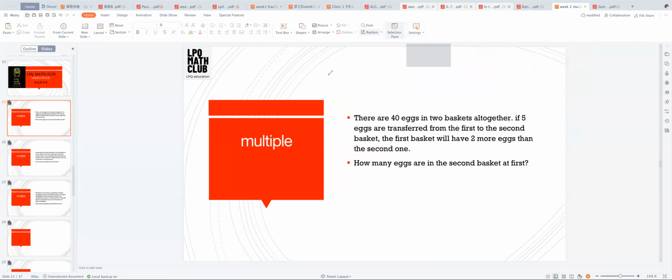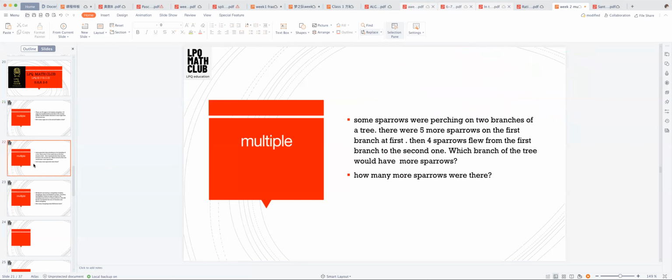So let's take a look at number 2. Could you please read the question for me? Yes, number 2. Some sparrows are perching on 2 branches of a tree. There were 5 more sparrows on the first branch at first. Then 4 sparrows flew from the first branch to the second one.